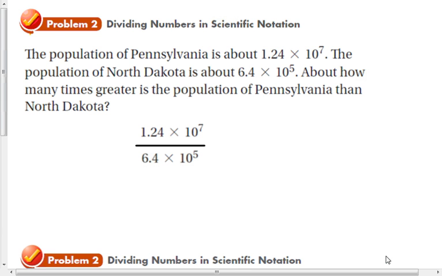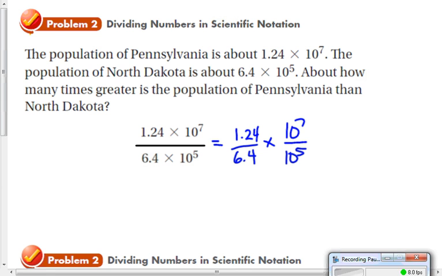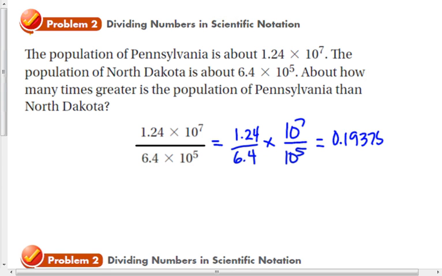And when we do that, we can split up this division. We can just do 1.24 divided by 6.4, separate from 10 to the 7th divided by 10 to the 5th. So I'm going to do 1.24 divided by 6.4, and that equals 0.19375. And now I'm going to use my division rule that says I need to subtract those, so times 10 to the 7 minus 5 power. And then I'm just going to change this to scientific notation since that's what we started with.